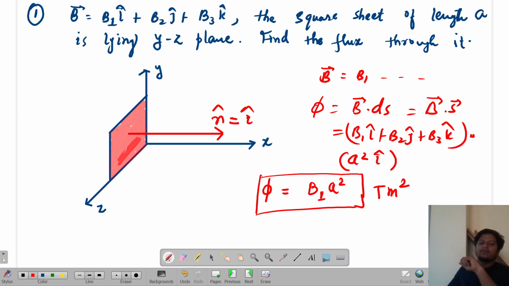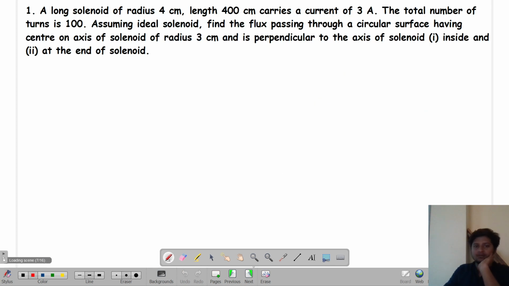If this plane would have been given in XZ plane, so J cap would have been given. Normal will be equal to what? J cap at that time. Understood? Okay. Can I move ahead?